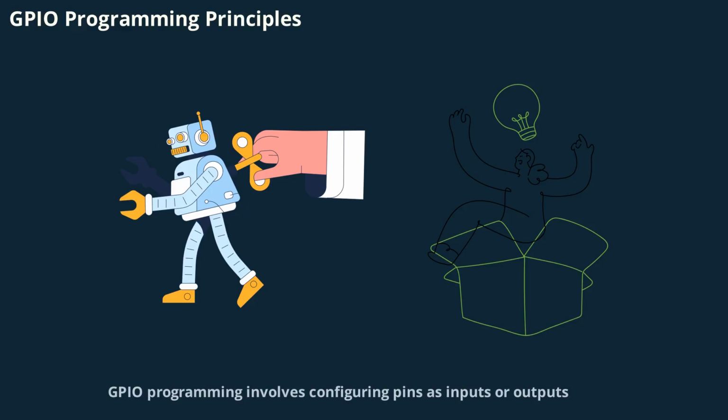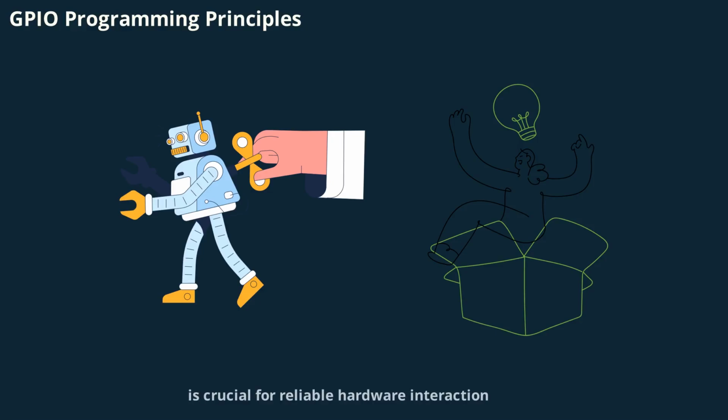General-purpose input-output (GPIO) pins are the primary interface between a microcontroller and external devices. GPIO programming involves configuring pins as inputs or outputs, reading sensor values, and controlling actuators. Understanding how to set pin modes, debounce switches, and manage pull-up or pull-down resistors is crucial for reliable hardware interaction. Mastery of GPIO principles ensures your embedded system responds accurately to real-world events.